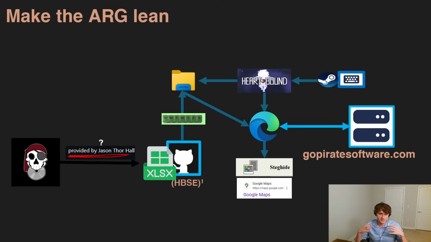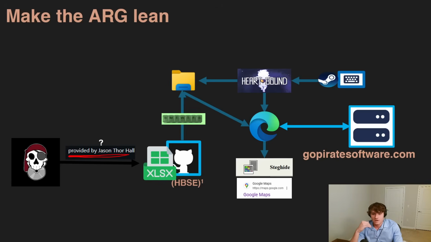So my proposed solution to this is to refactor in order to make the ARG lean, right? Right now we have the metadata compilation process for the HBSE, and we also have these HTTP requests that have to go to gopiratesoftware.com. I would say, is it not more elegant and still valid as an ARG to put some of these components in Heartbound directly? So we use a more valid nested structure for game state. That makes Heartbound more maintainable and easy to develop.